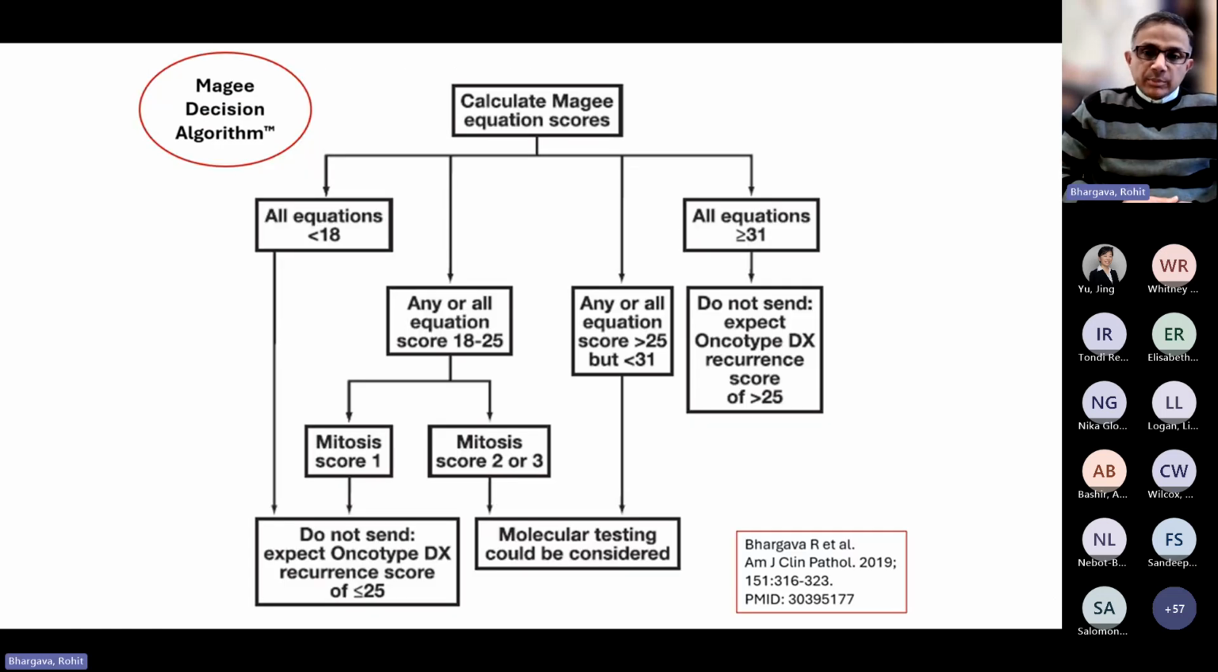Based on this, we designed this Magee decision algorithm, which says that if all equations have a score less than 18, then expect the Oncotype DX recurrence score to be less than 25 with greater than 95% certainty. And in such cases, you do not need to send. Similarly, if all equations are 31 or higher, then expect the score to be high and you don't need to send for Oncotype. If the score is between 18 and 25, look at the mitosis score. If it's 1, again, you don't need to send because the Oncotype will be less than 25, more than 95% of the time. In other cases, molecular testing can be considered.